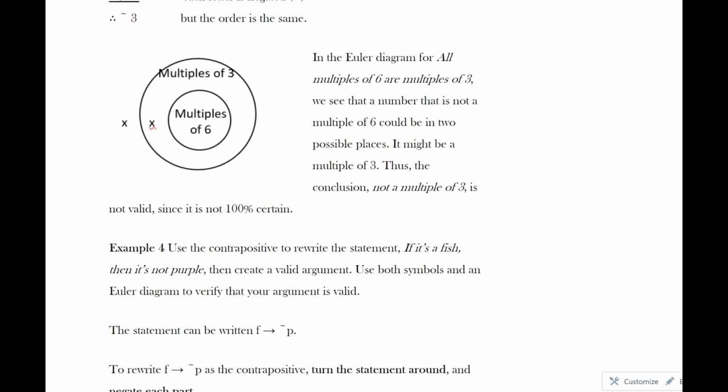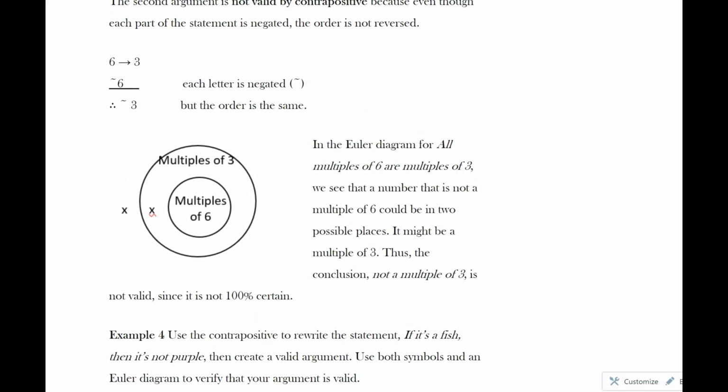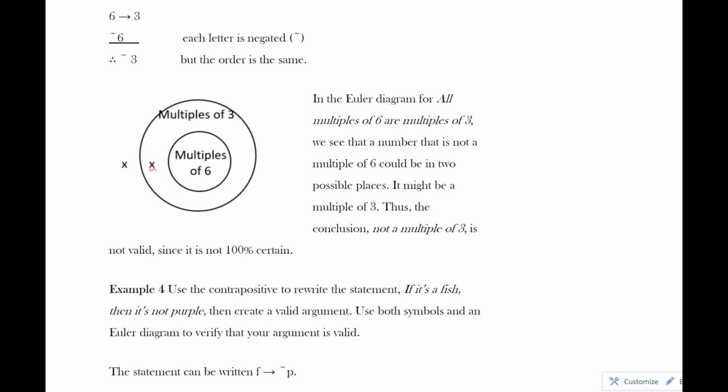Okay, so now one more. Let's use the contrapositive to write the statement, if it's a fish, then it's not purple, and create a valid argument. So if it's a fish, then it's not purple, looks like that, right? So what I want you to do is think about what happens if you reverse that with nots. So how would that look using the contrapositive? And what are you going to do with the not not? I bet you remember from the last video. So think about it.